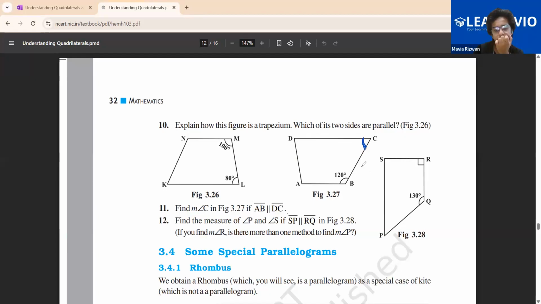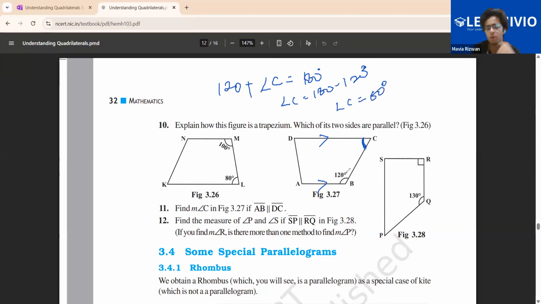Sir, 180 minus 120. Yes, because this is a trapezium. AB is parallel to DC, so they are co-interior angles. So 120 plus angle C is equal to 180. So angle C is equal to 180 minus 120. So angle C is equal to 60 degrees.